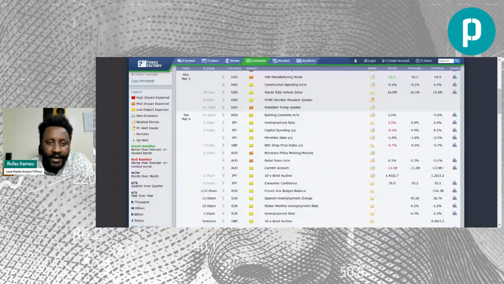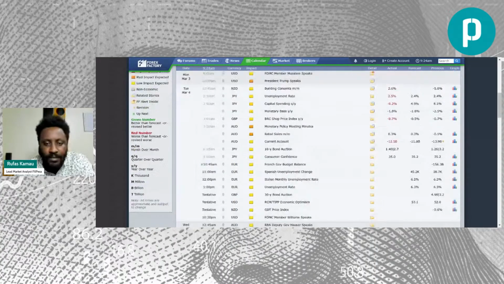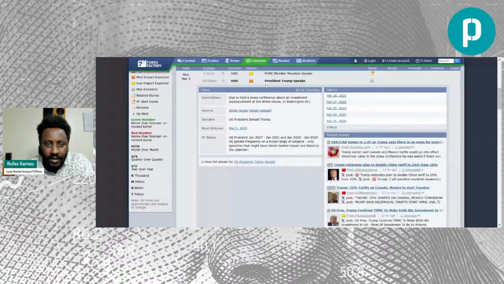From the economic calendar, we don't have much happening today. As you can see, we don't have any major announcements. The only thing we had was the monetary policy meeting minutes from Australia. These didn't have much of an impact. So a majority of the market movement that you are seeing right now is as a result of yesterday's speech by President Trump, where he made a number of announcements.